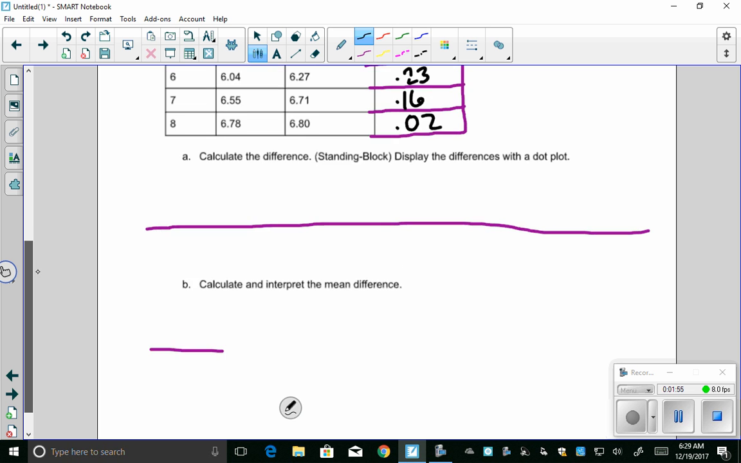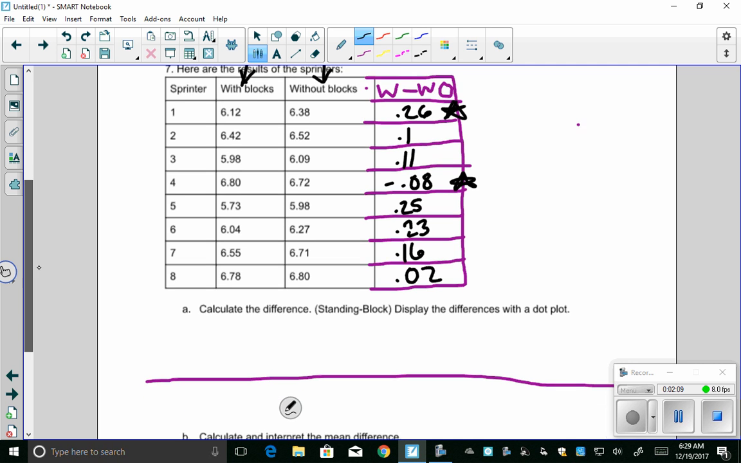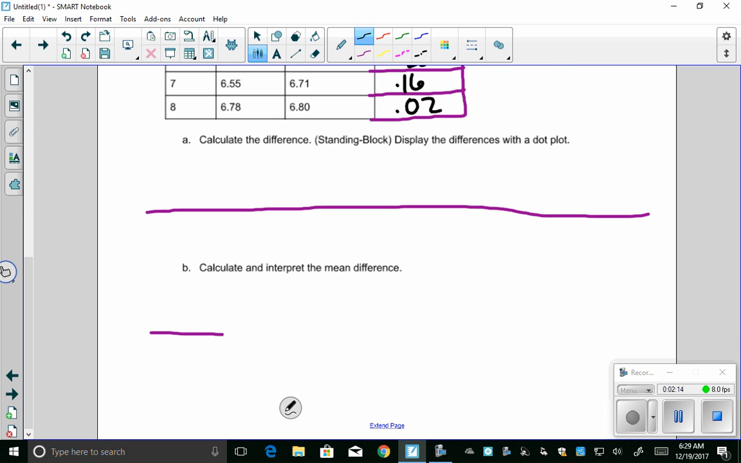Well, there again, I have to find my smallest number, which is here, and my biggest number, which is here. So I have to make sure my dot plot goes from negative 0.08 to 0.26. So I'm going to start off with negative 0.1, negative 0.05, and I'm going to count by 0.05s.